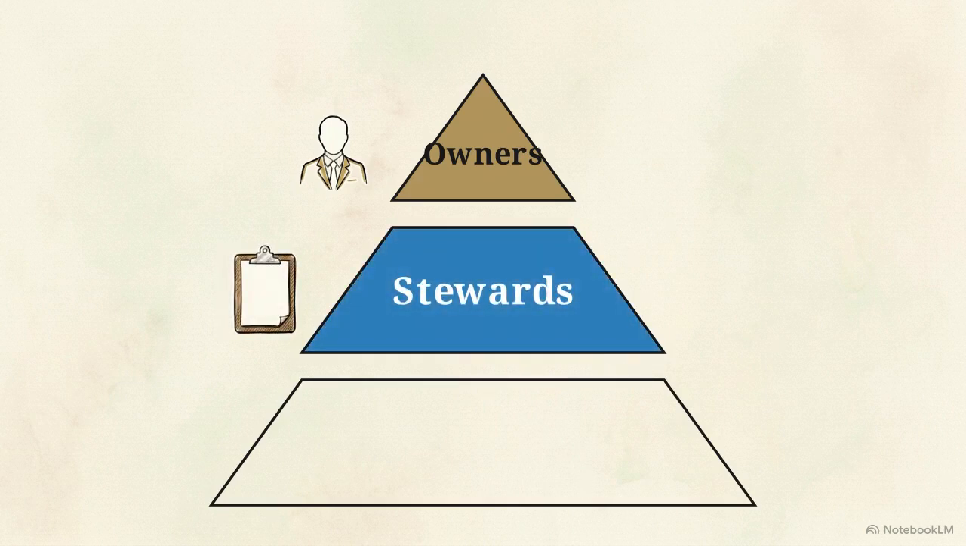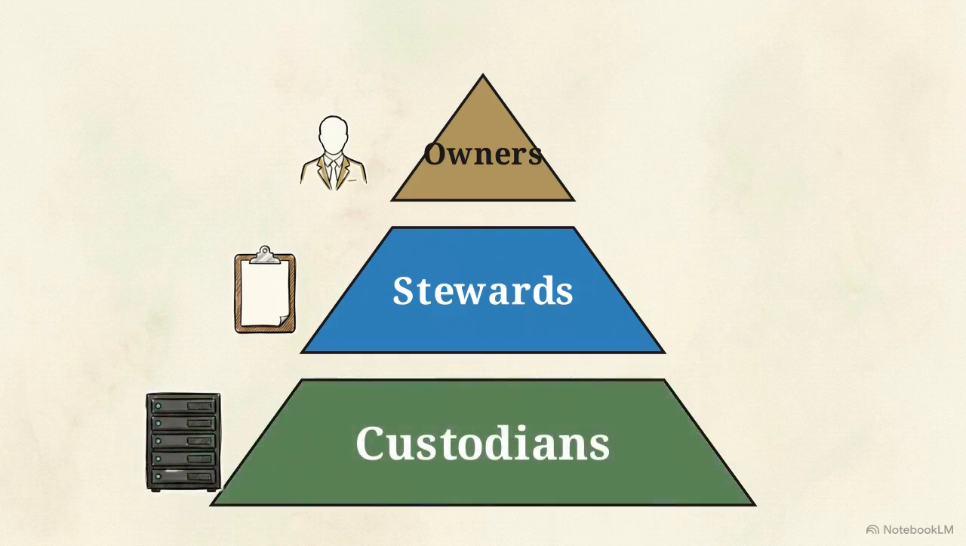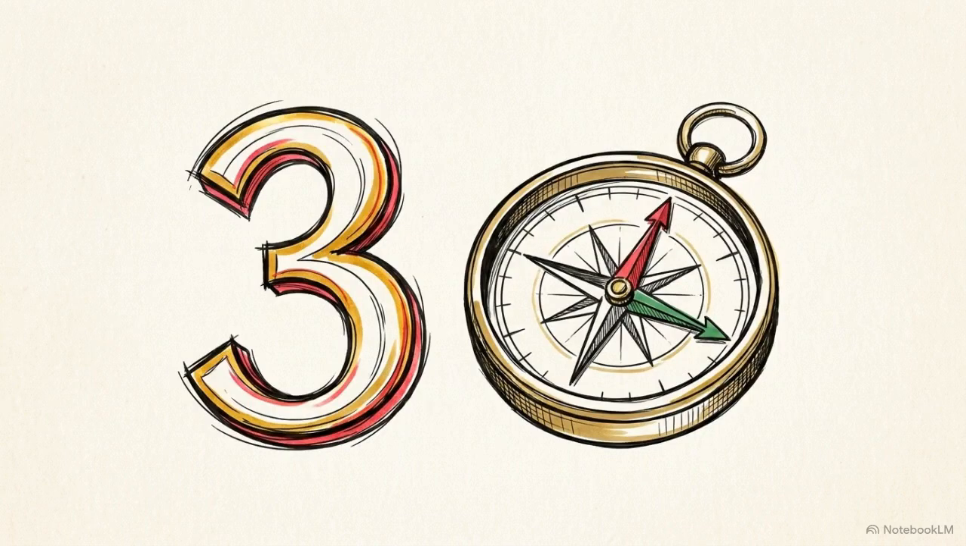In the middle are the data stewards. These are mid-level business experts who serve as operational guardians, enforcing the daily rules and resolving data conflicts between departments. At the base are your data custodians. This is your IT staff, the system engineers who deploy the actual technical safeguards, like managing access logs and maintaining database backups.